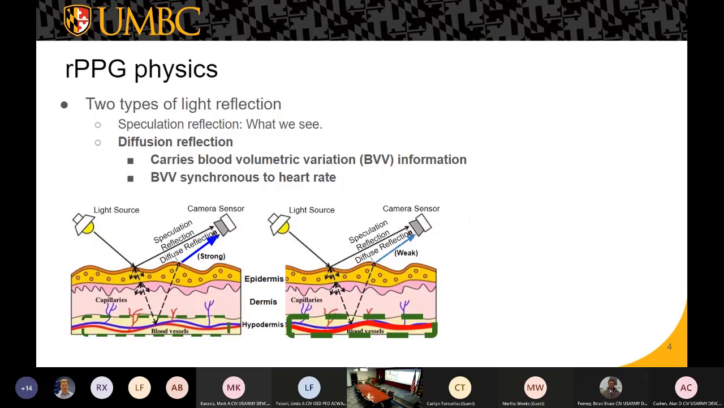So if we can somehow track this diffusion signal, then we actually have the PVV, that means the volumetric blood variation of our skin. That means we can track back how our heart is performing. So that's the fundamental idea of the RPPG system: we need to capture the diffusion signal, not the specular signal.